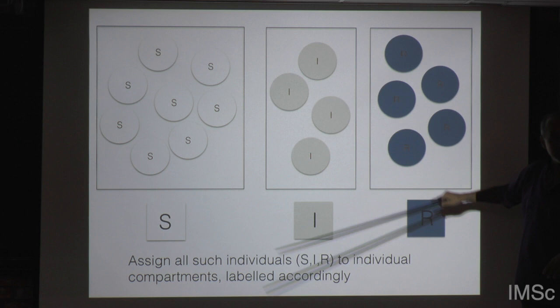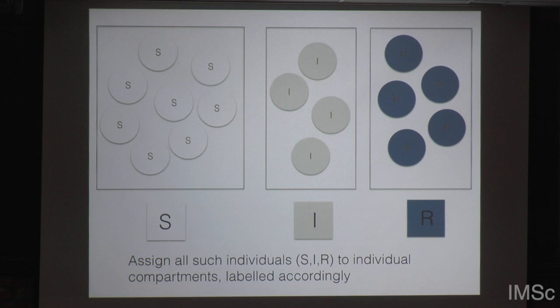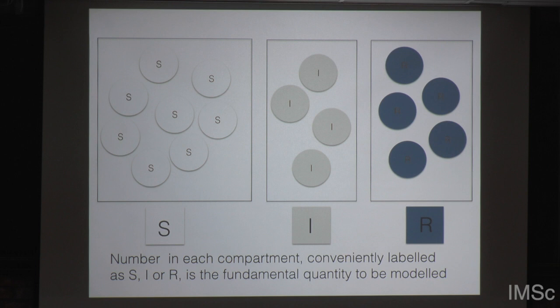I will say there are 1, 2, 3, 4, 5, 6, 7, 8 people in that one. Yeah, 8 people in the susceptible compartment. There are 4 people in the infected compartment, and there are 5 people in the recovered compartment. So every individual I'm going to put in one of these 3 little boxes or compartments. So I can label them as S, I, and R. And these little boxes, S, I, and R, are going to be my basic variables.